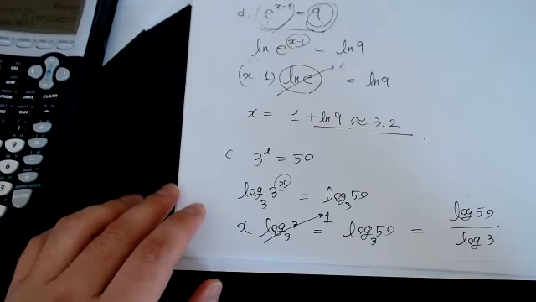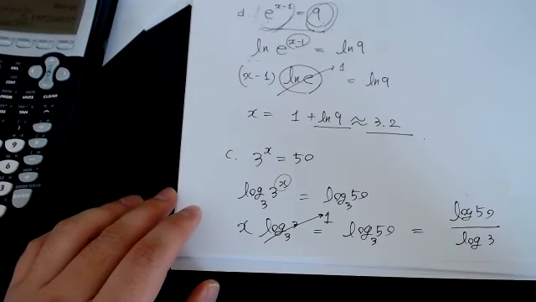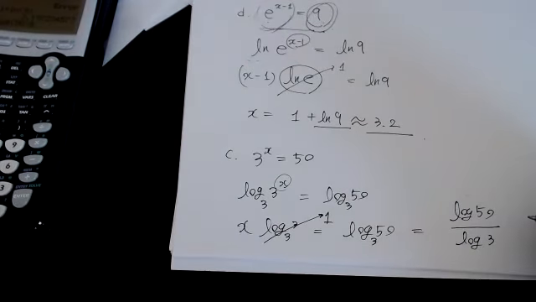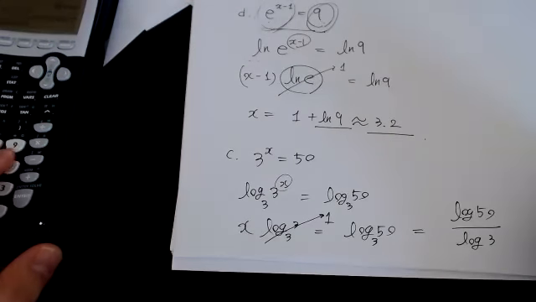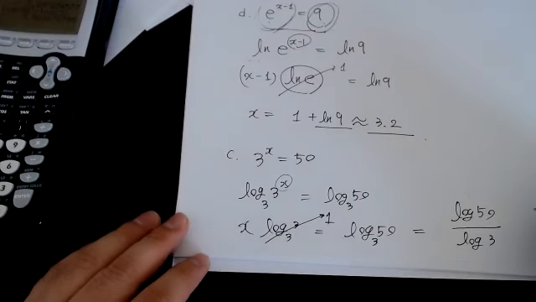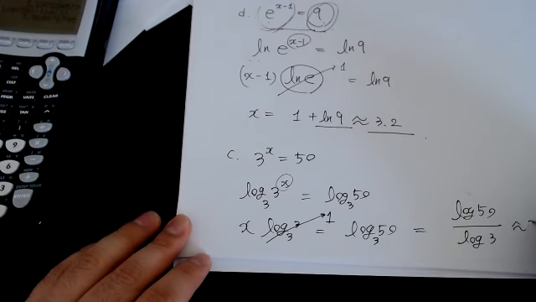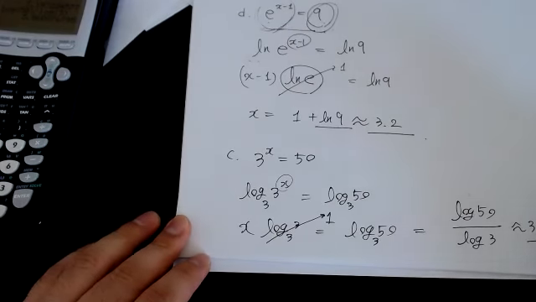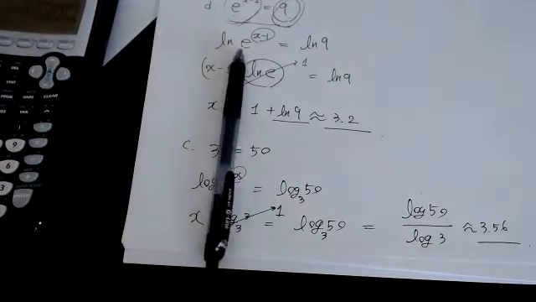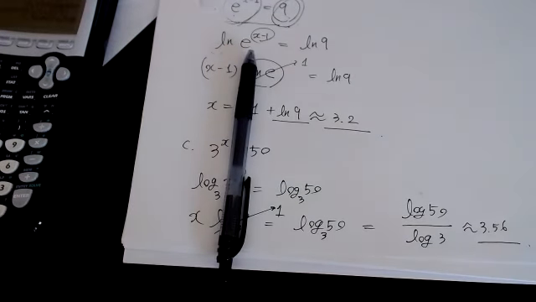So this is what? Log of 50 divided by log of 3, which is approximately 3.56. Okay, all right. Let me stop here.